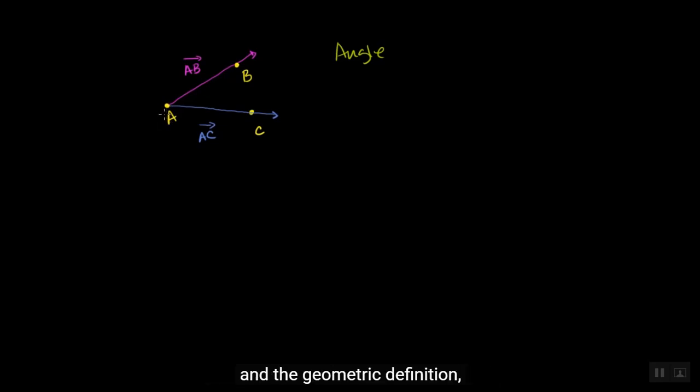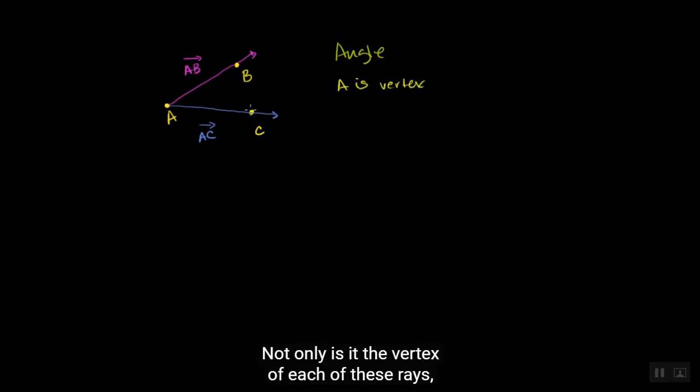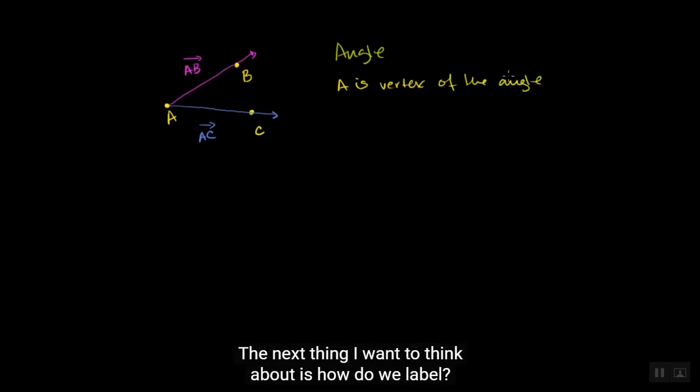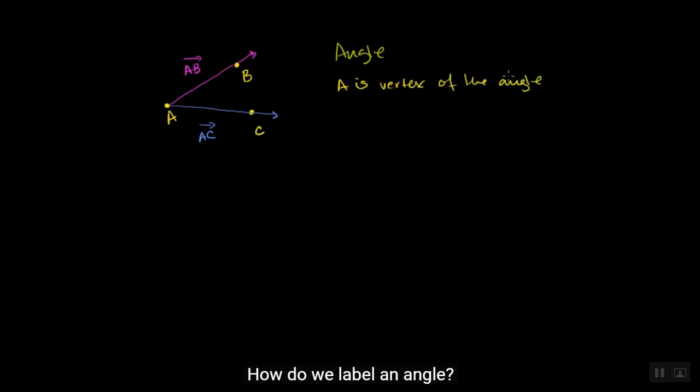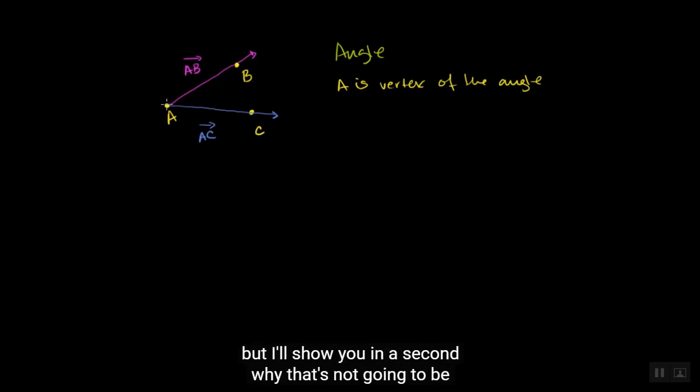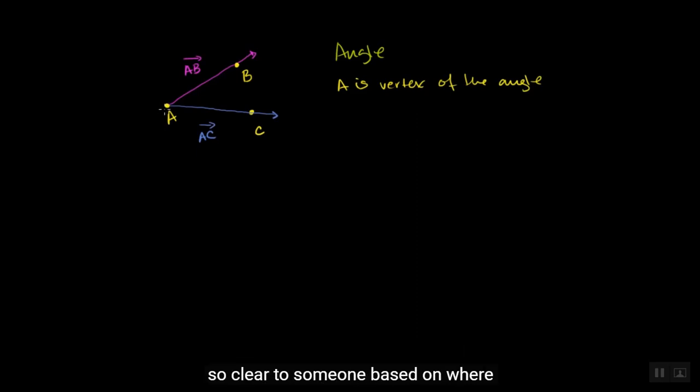But the geometric definition, or the one that you're most likely to see, is when two rays share a common vertex. And that common vertex is actually called the vertex of the angle. So A is the vertex. Not only is it the vertex of each of these rays, ray AB and ray AC, it is also the vertex of the angle. So the next thing I want to think about is how do we label an angle? You might be tempted to just label it angle A, but I'll show you in a second why that's not going to be so clear to someone based on where our angle is actually sitting.